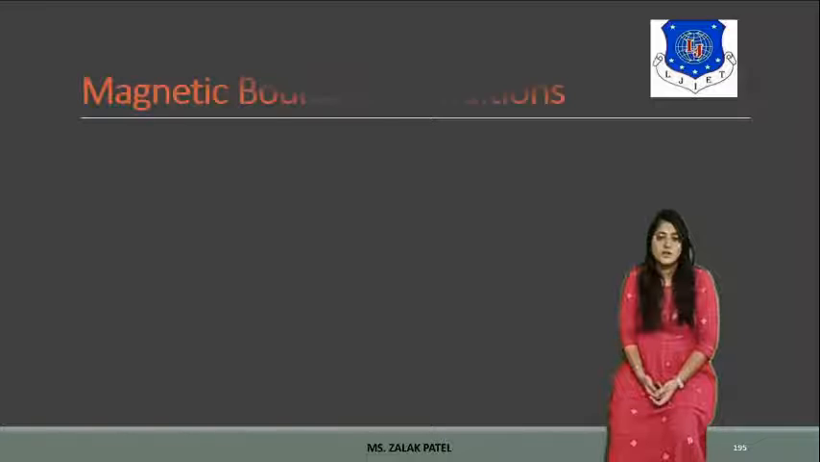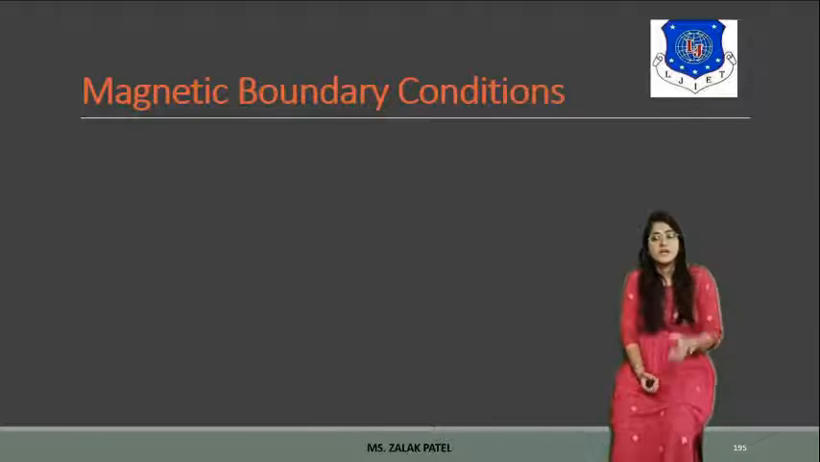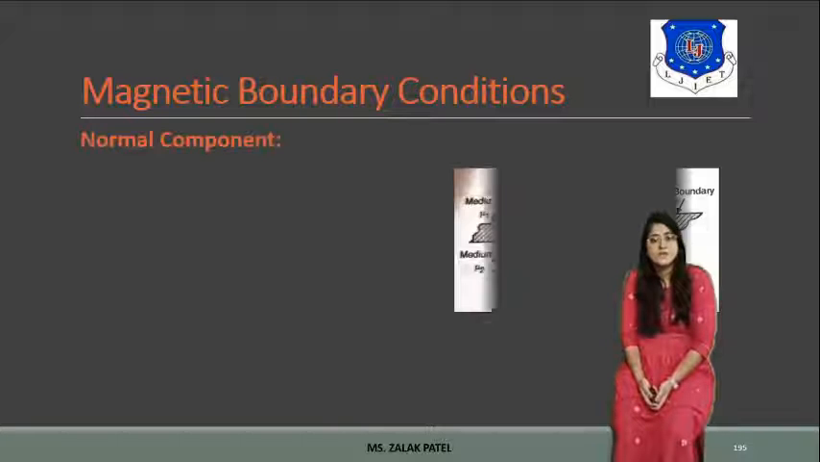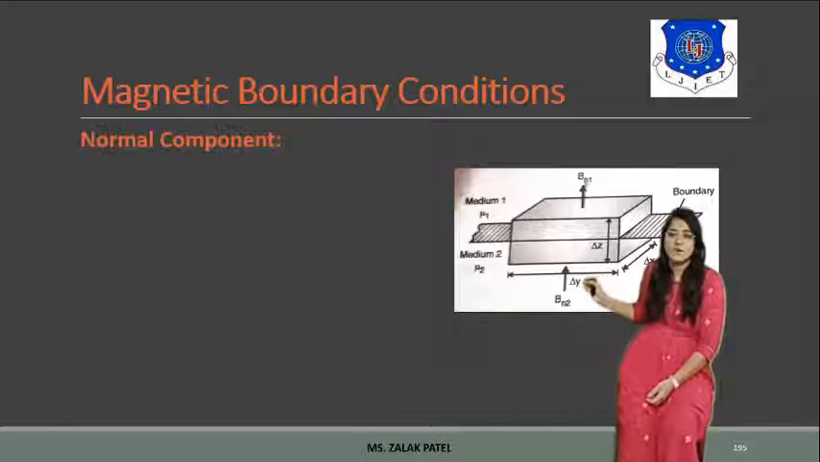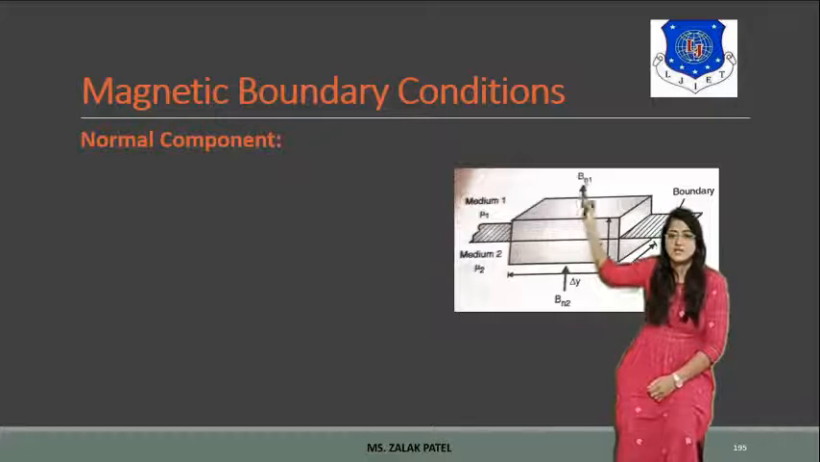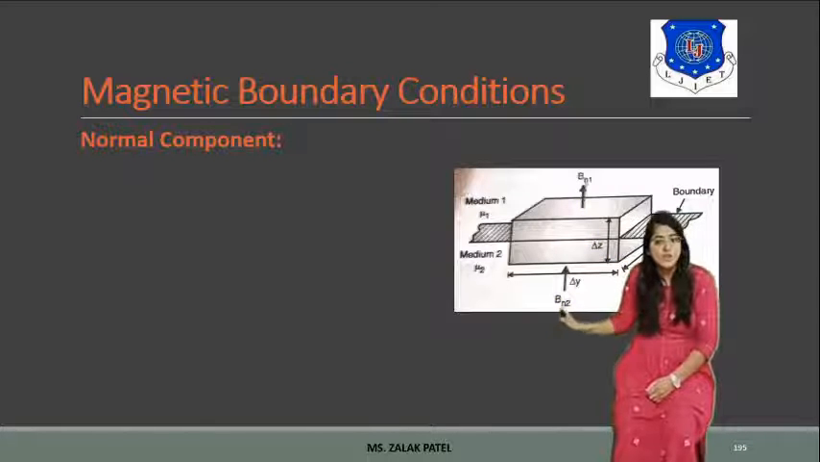Okay, now let's see the magnetic field boundary condition. For the magnetic field boundary condition, again we have to take the case of the tangential component as well as the normal component, as we did for the electric one. Let's do it for the normal component. In this figure, for the normal component, there is a box, and on the top side the normal component Bn1 is applied, and at the bottom side Bn2 is applied.